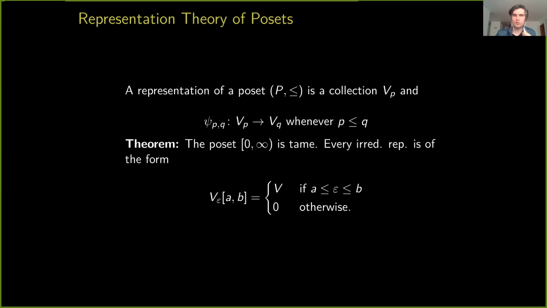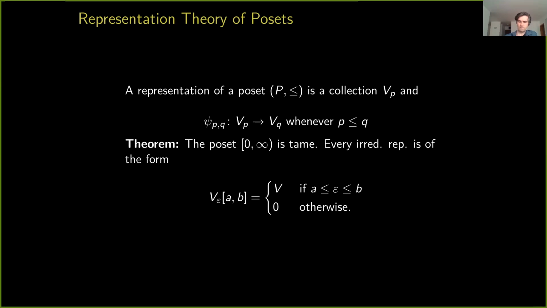Okay. So do you mean here that every object inside this interval is assigned V, and everything outside it is assigned 0? Yeah, exactly. Okay. So what happens is that you have a one-dimensional vector space living on the interval A to B.